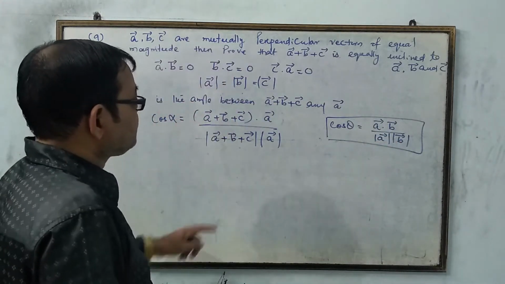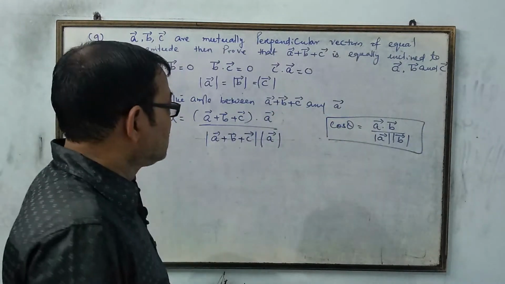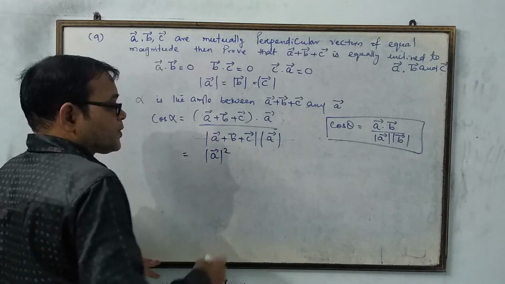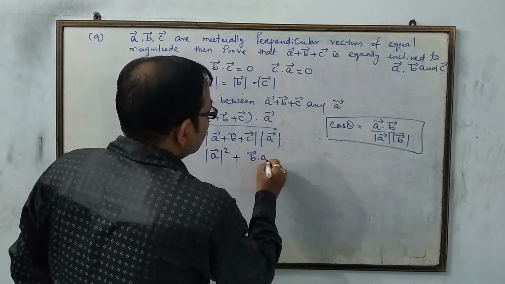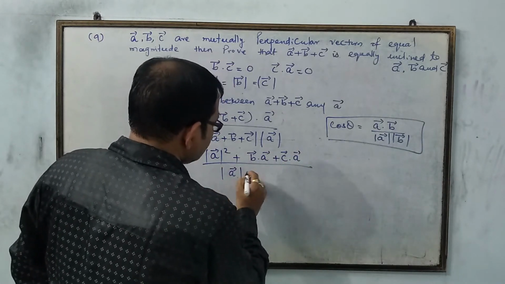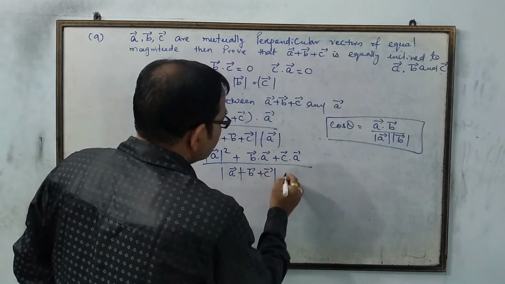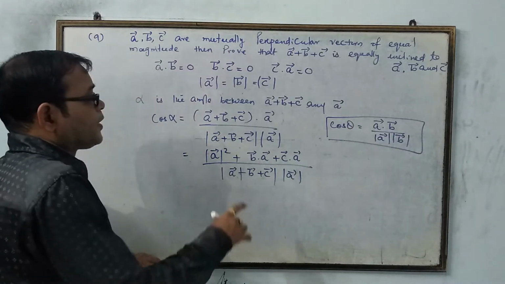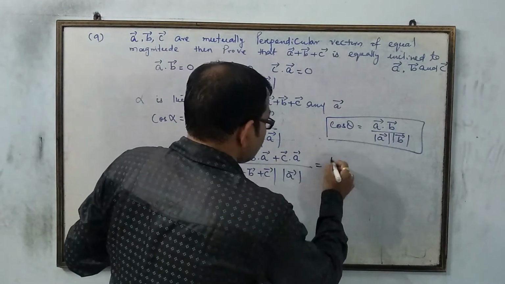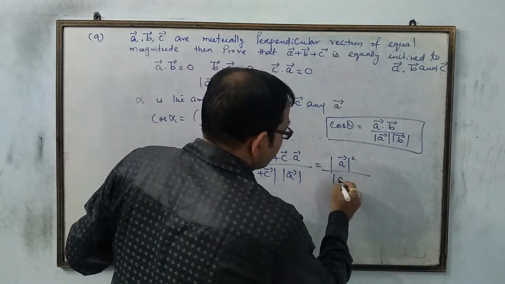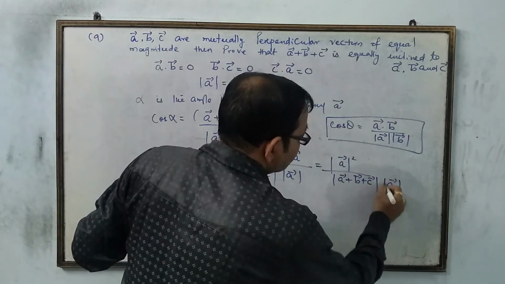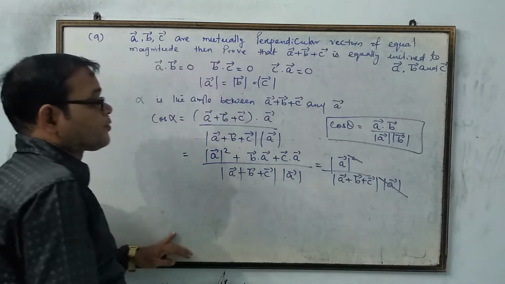Here the first vector is A plus B plus C and the second is A. The numerator is A dot A, which is A square, plus B dot A plus C dot A, divided by magnitude of A plus B plus C into magnitude of A. A dot B equals 0, B dot A is 0, C dot A is 0, so the numerator is only A square. A square and A cancel, leaving magnitude of A by magnitude of A plus B plus C. This is cos alpha.